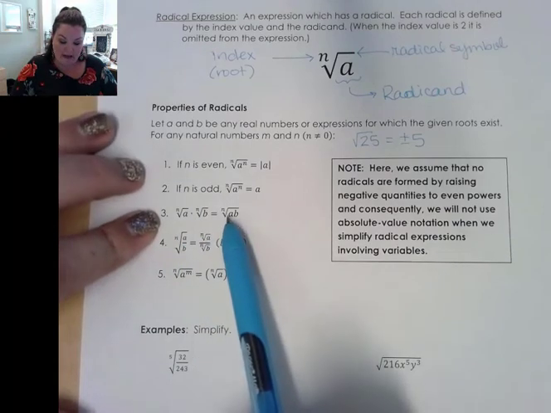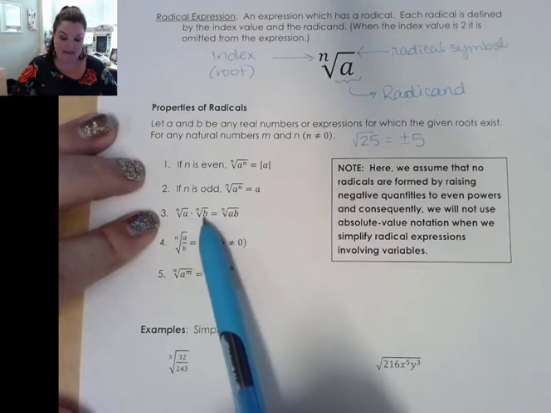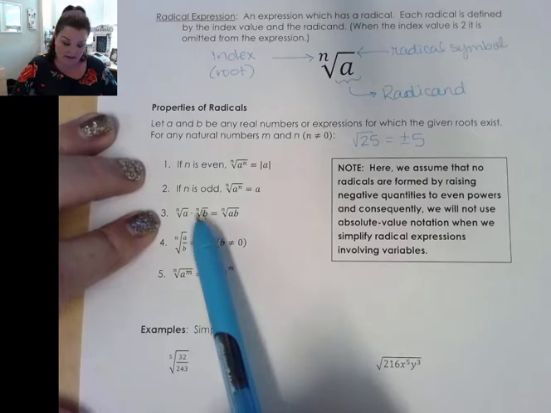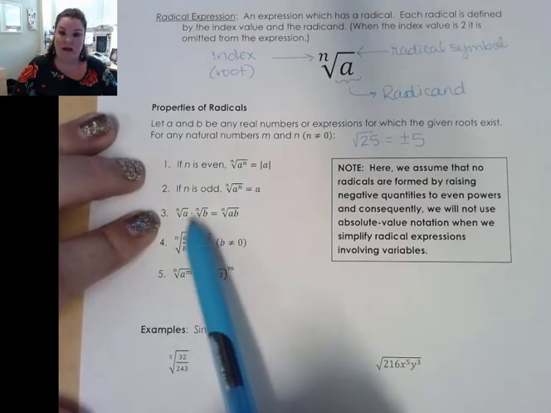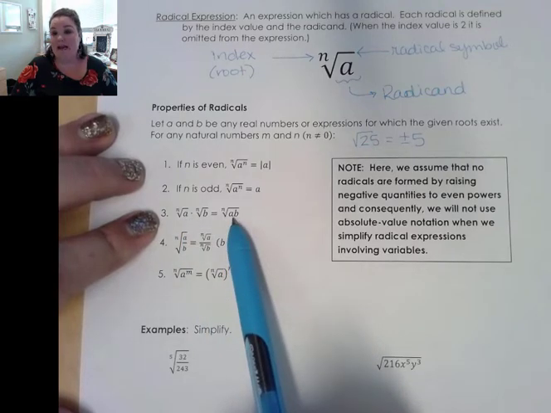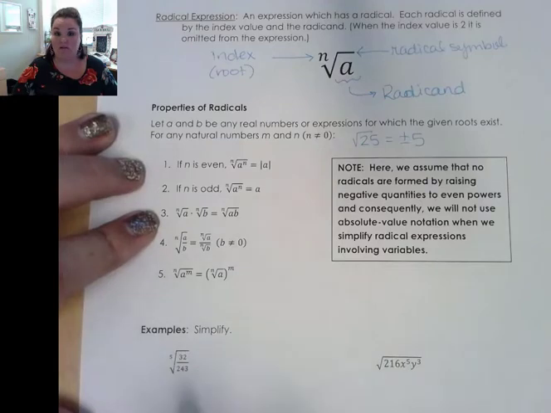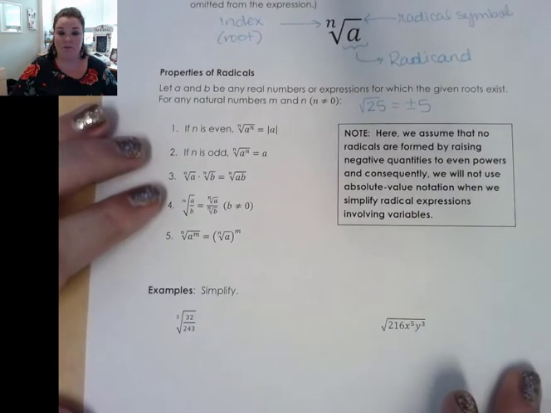When we have a radical that has several things underneath it, we can separate it into individual radicals that are being multiplied together. Or if we're multiplying two radicals, we can multiply them and write it as one radical as long as those index numbers match. We'll look at why that will be helpful in a little bit.